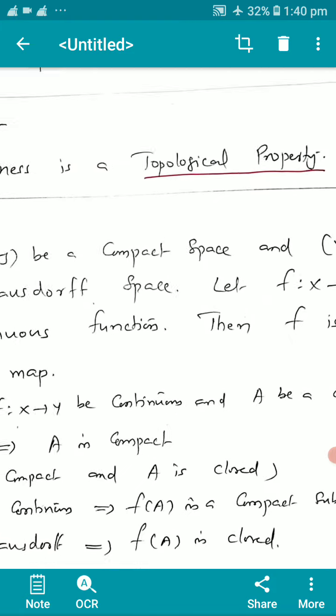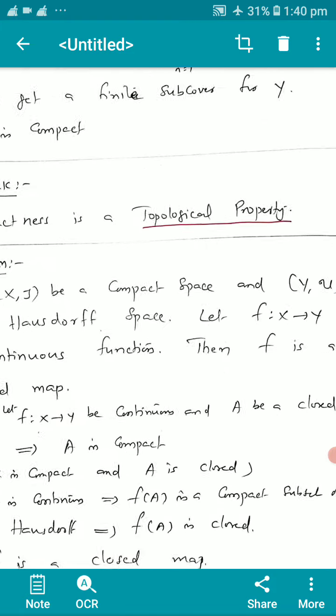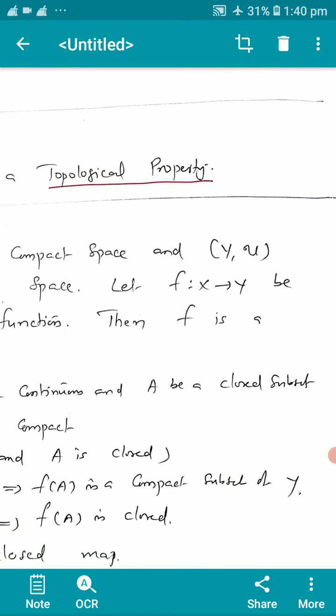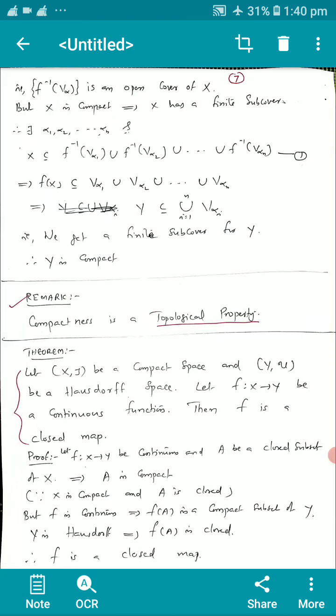What does it mean? A is compact because X is compact and A is closed. But f is continuous. That means f of A is a compact subset of Y, because compactness is preserved under continuous mappings. This also implies f of A is closed, again from the previous result. That is, A is a closed set and f of A is again closed. That means f is a closed map. That is the proof of the theorem.